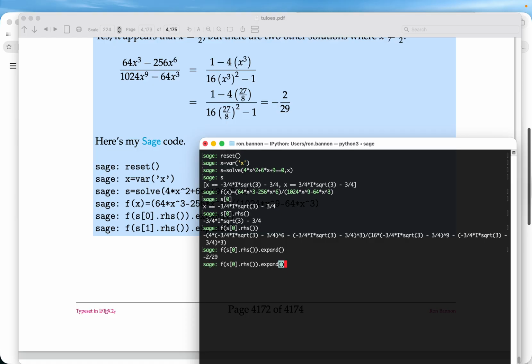Now, if I do the second element of that solution set, I'm just going to do the up arrow to access it and retype over it. I get the 1. That's the second element. That also gives me minus 2 over 29. We're good to go. Thank you.